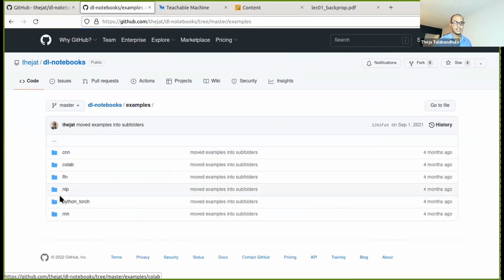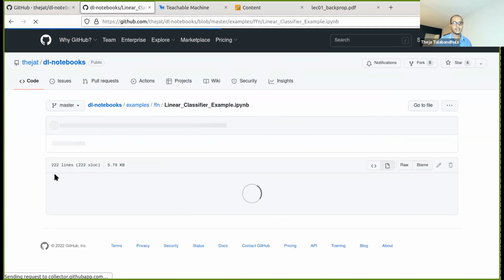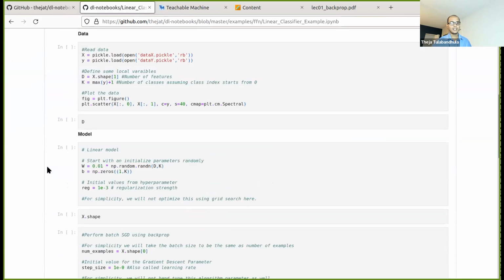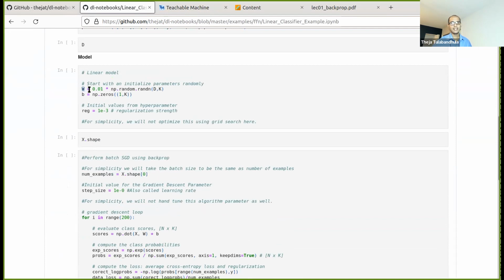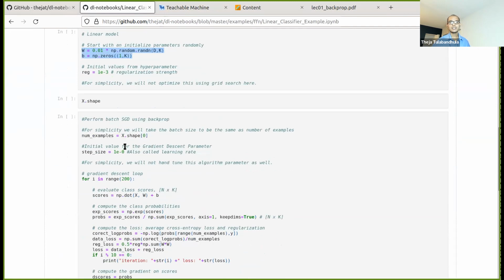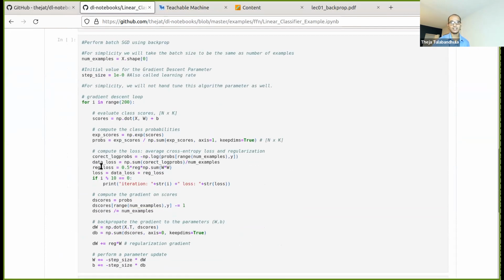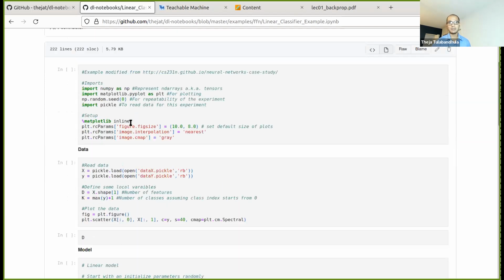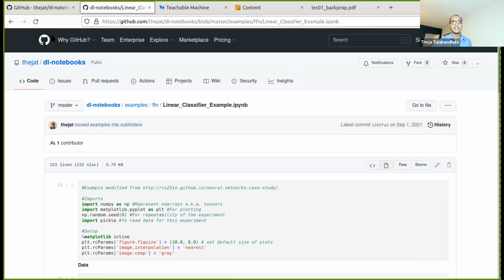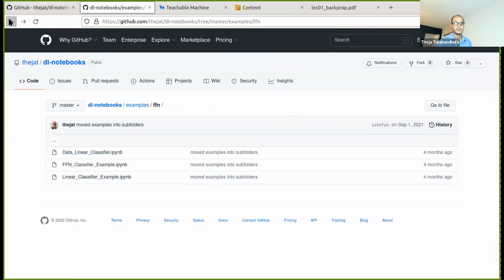Let me give you a sense of what that code looks like. A linear classifier, right? So what is a model? Here is W and B, for example. This code is actually more verbose because we are explicitly saying what the loss is and what the gradients are, and we're actually doing a gradient step. And this is actually part of the assignment, by the way.